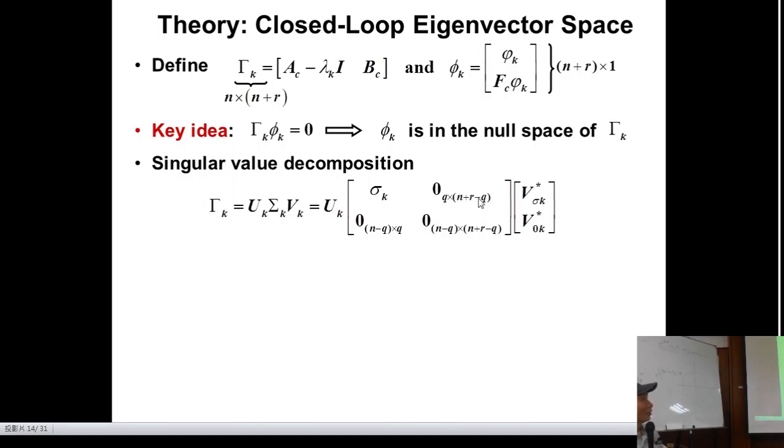Now, don't worry about this, a lot of numbers here, N minus R, Q. Don't worry about those. In the singular value decomposition, you count how many nonzero singular values you have. That I call the sigma k. So this is gamma k equal to UK, sigma k 0, and then VK star. I forgot the star here.